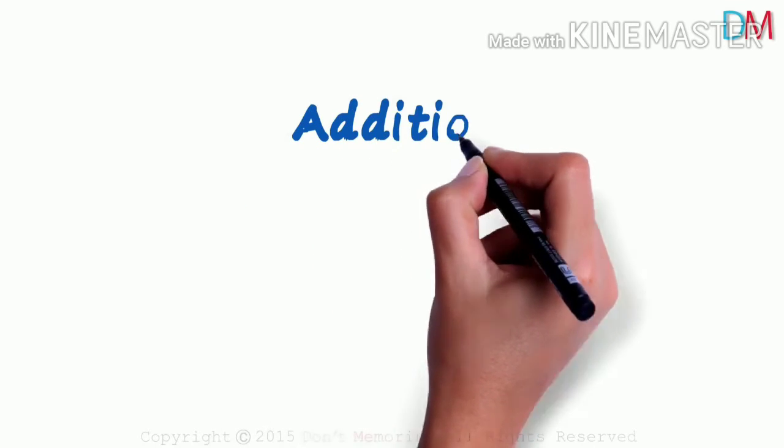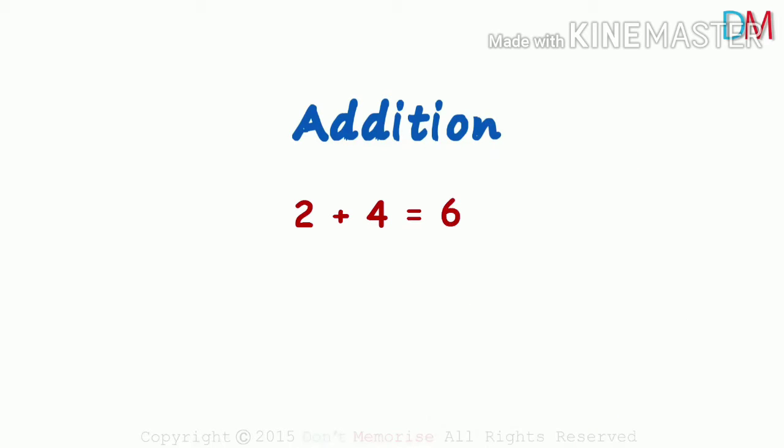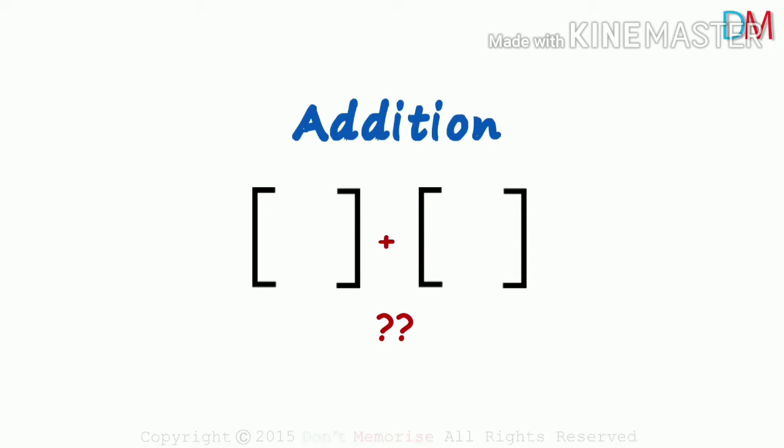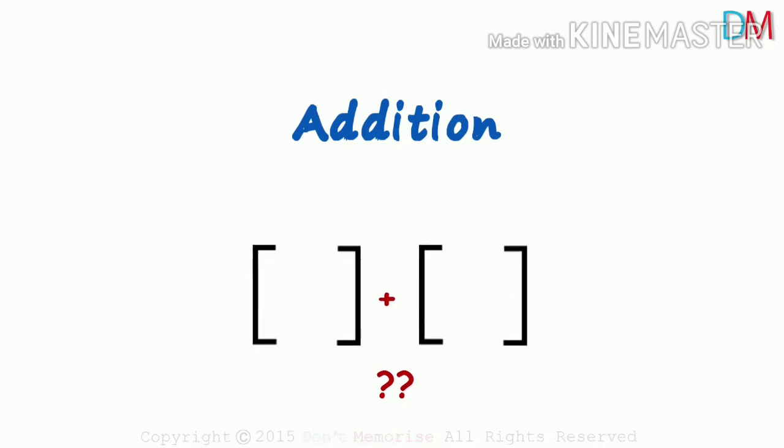Addition of two numbers is easy. 2 plus 4 is 6, 3 plus 9 is 12, and so on. But how are two matrices added? Before we move on to how they are added, we need to know one simple rule.